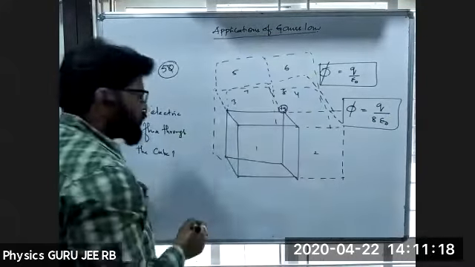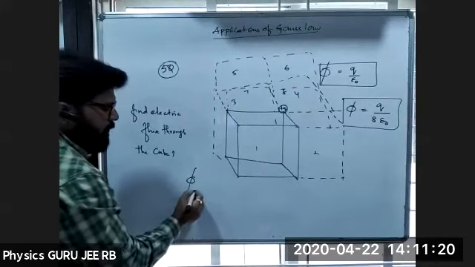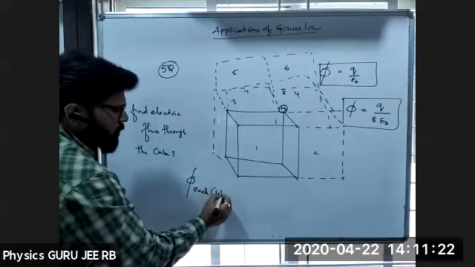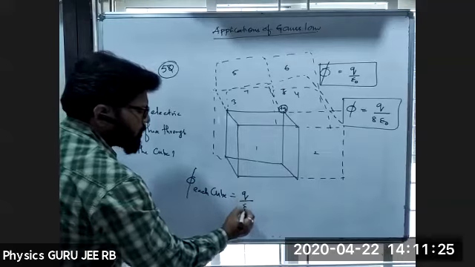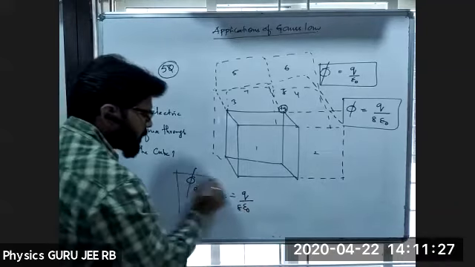So the flux through each cube equals Q by 8 epsilon naught. This will be the answer for that question.